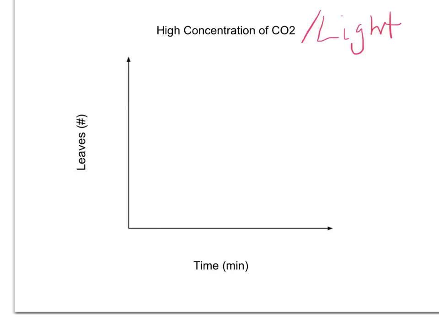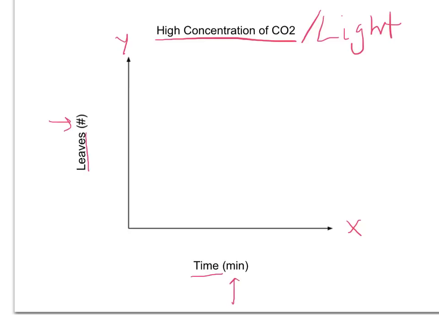Now notice how I've titled this graph. I'd like you to title your graph. Notice how I've labeled the axes. All right? Here's our y-axis, here's our x-axis. Our y-axis is labeled leaves, and our unit of measurement is number. So every hash mark is the number of leaves. And our x-axis is labeled as well with time, and the unit of measurement is minutes.